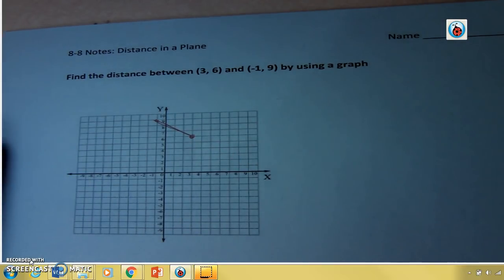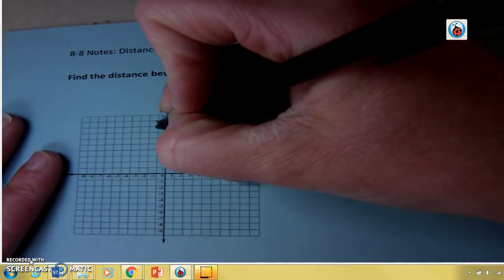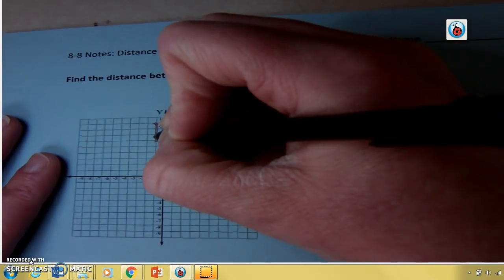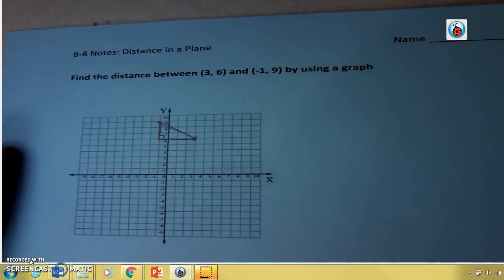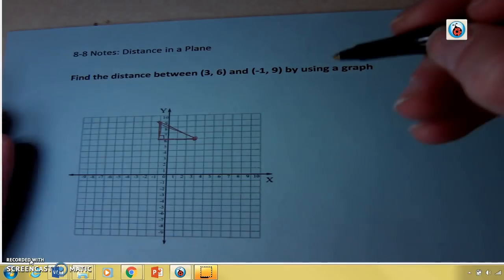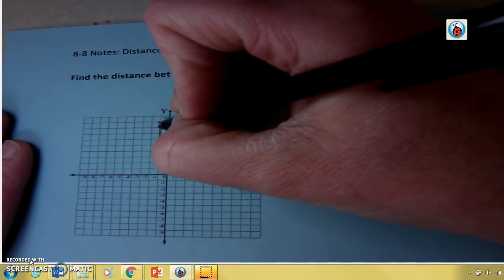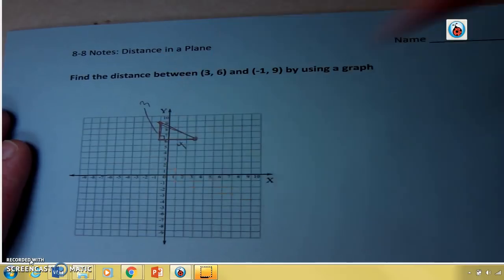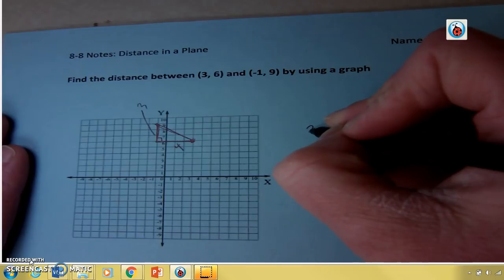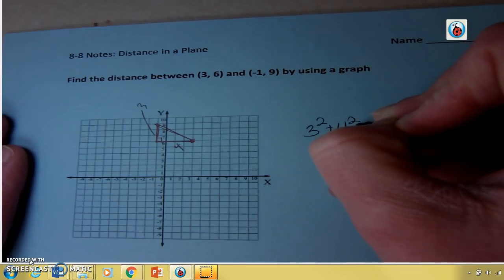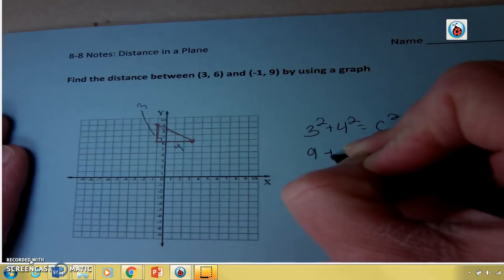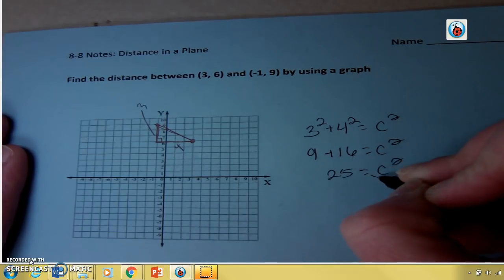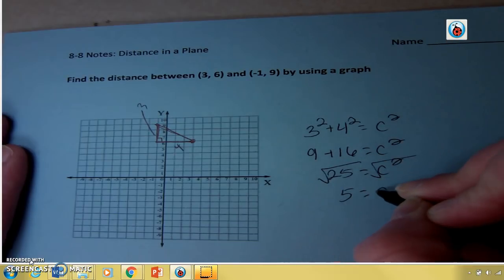Well, when it's on a coordinate plane, it's much easier because I can see that I can make a right triangle. If you remember from our last lesson, we can use Pythagoras' theorem to find any missing side of a right triangle. I can count that this side is 3, and this side is 4, so all I have to do is plug that into Pythagoras' theorem. a squared plus b squared equals c squared. So 9 plus 16 equals c squared, 25 is c squared.